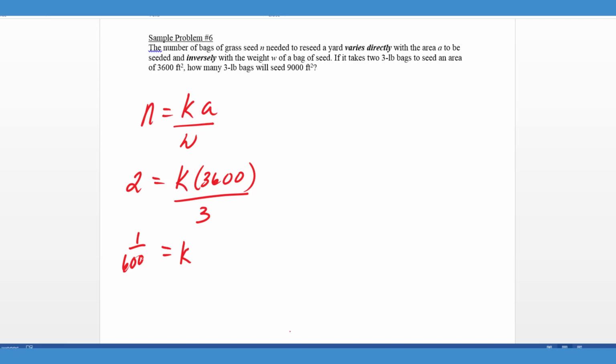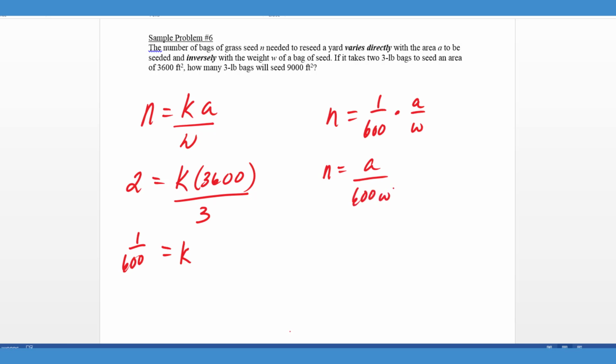Now, let me show you how we're going to use it. We want to know how many 3-pound bags, and this is kind of convenient because we're using the same weight here. How many 3-pound bags do we need to cover a 9,000 square foot area? Now, I'm going to go ahead and replace the K in our original equation. So that's going to be 1 over 600. And so if we look at that, that's K times the A over W that we had originally. If we look to combine this together, we're going to get A over 600W.